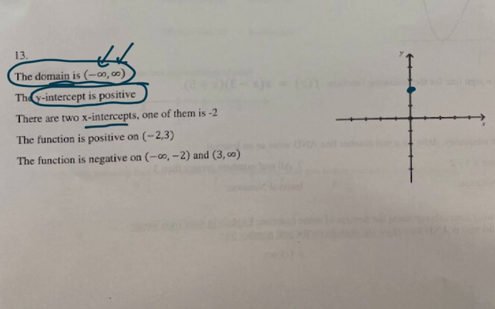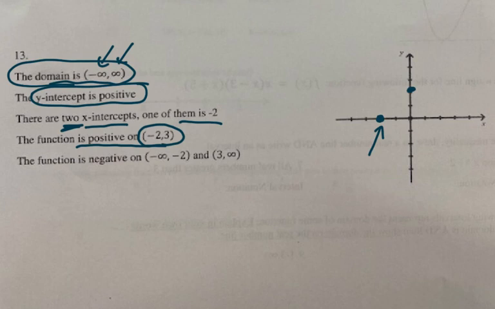And there are two x-intercepts. One of them is -2. So assuming we're on a scale of 1, there's -2. So we know, hey, we have one intercept there, but there's actually 2 of them. So there's another intercept somewhere else. The function is positive. Now, this is not a point. This is an interval, right? From this -2 to 3. 1, 2, 3.